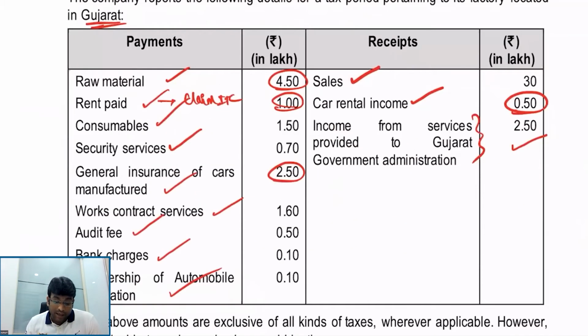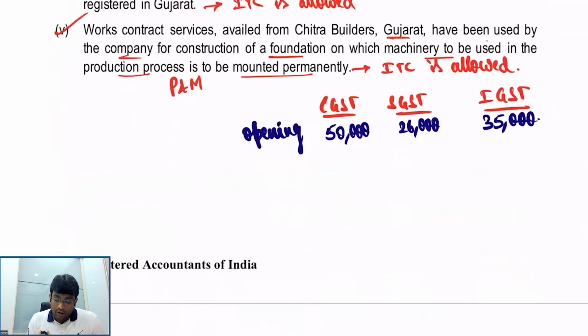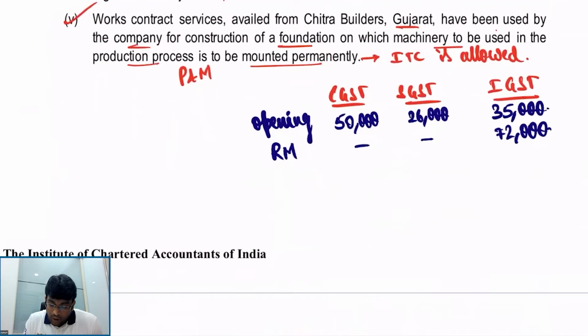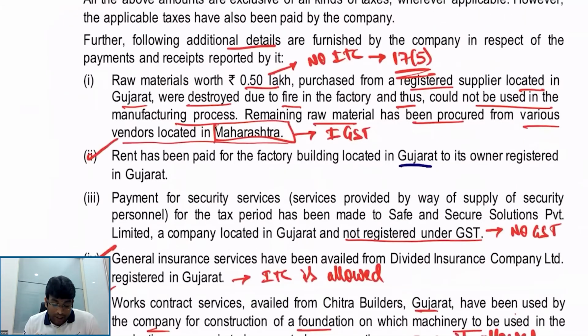Then, what is the credit I'm going to claim? Raw material. But I claim for raw material only on 4 lakh, but that is IGST. 4 lakh into what percent, my dear friends? 18%, which is nothing but 72,000. Friends, yes or no? Then, second point, rent to an owner located in Gujarat. On rent 1 lakh, what will I charge? CGST and SGST. On 1 lakh, 9% and 9%, which will come to 9,000, 9,000. And raw material I've taken only on 4 lakh because we know that point very clearly. 50,000 is destroyed.